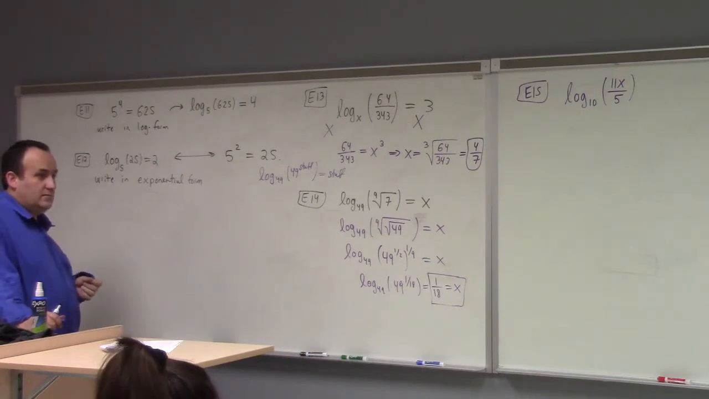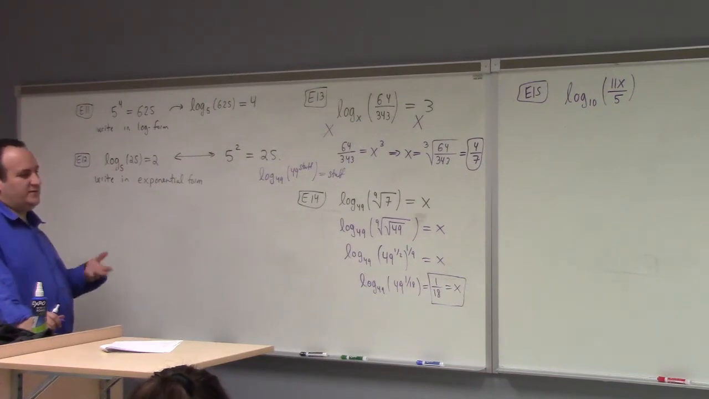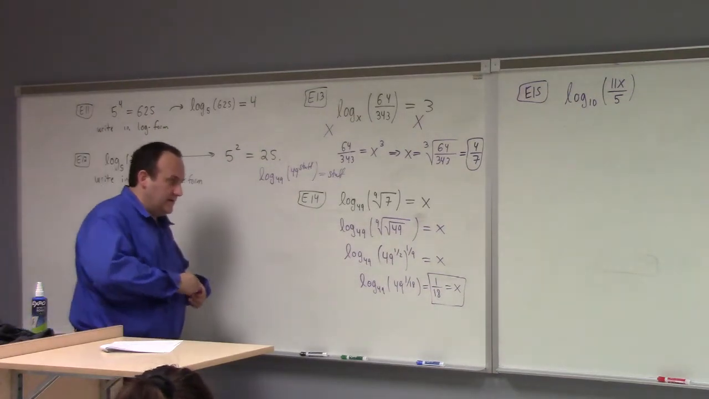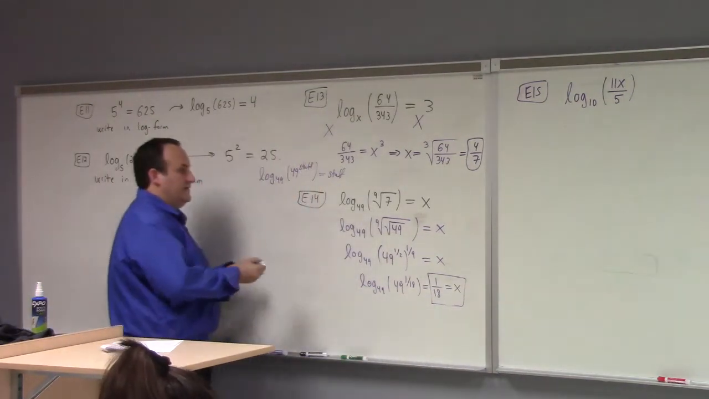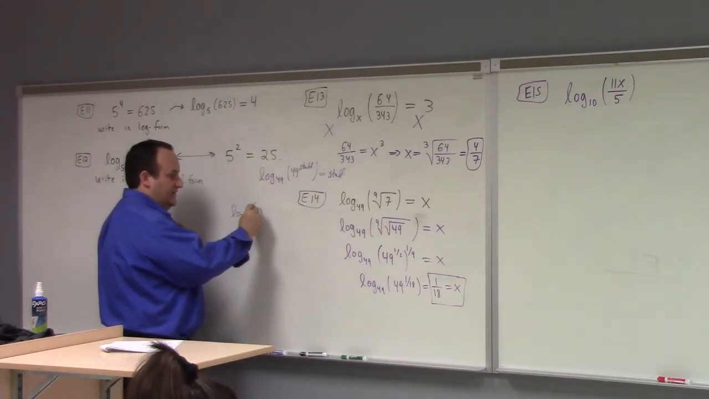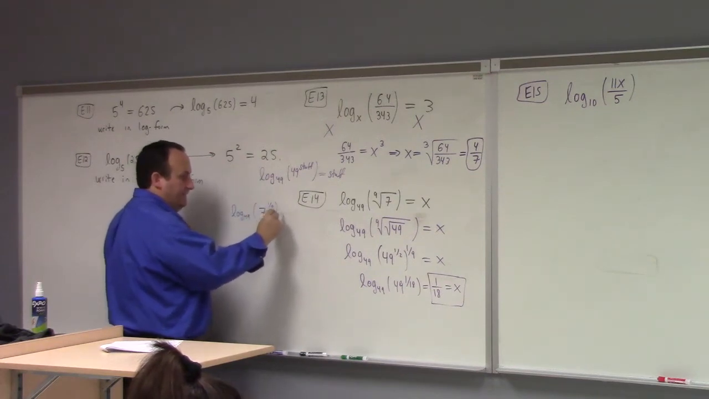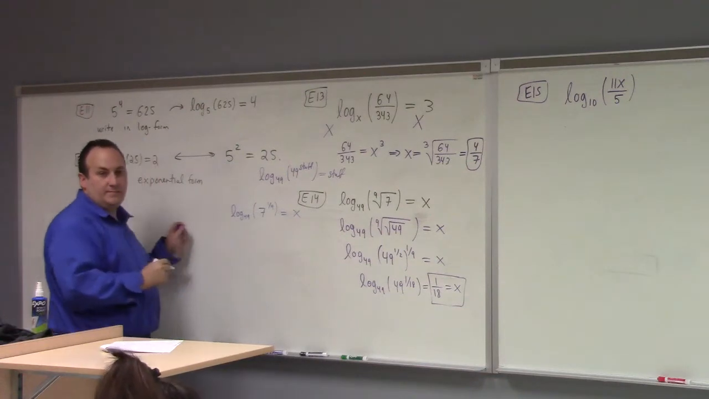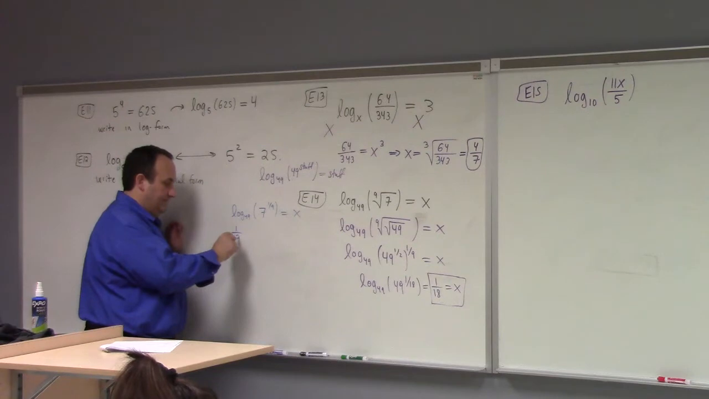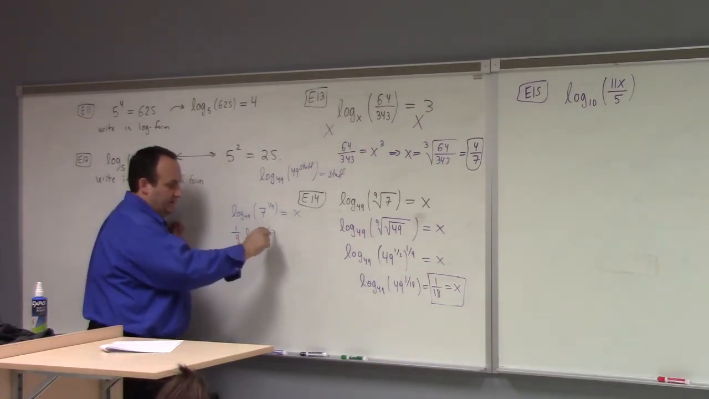Now, is there another way we could have done this one? Suppose you don't see this really sneaky step I just made. Could we do this problem a different way? I think we could. So we've got log 49 of 7 to the 1/9 power, right? So this is really 1/9 log base 49 of 7.